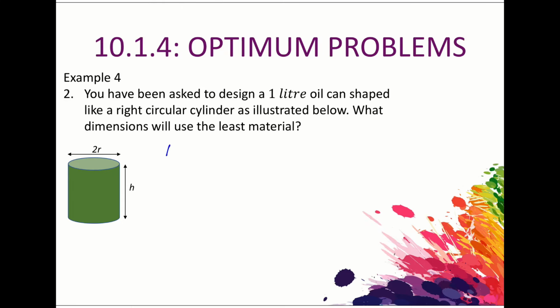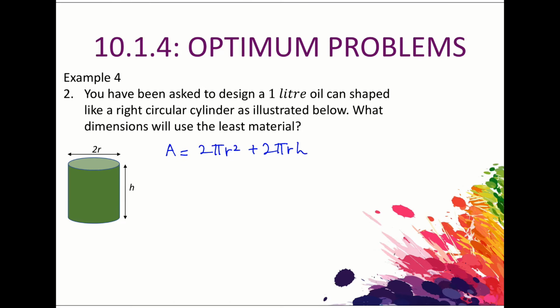So A, the area of the cylinder, is equal to 2 pi r squared plus 2 pi r h, where 2 pi r squared is the total area for the bottom and the top of the cylinder, and 2 pi r h is the area for the wall of the cylinder. And in order to find the first derivative of A, we can only express A in terms of r or A in terms of h, only either one.